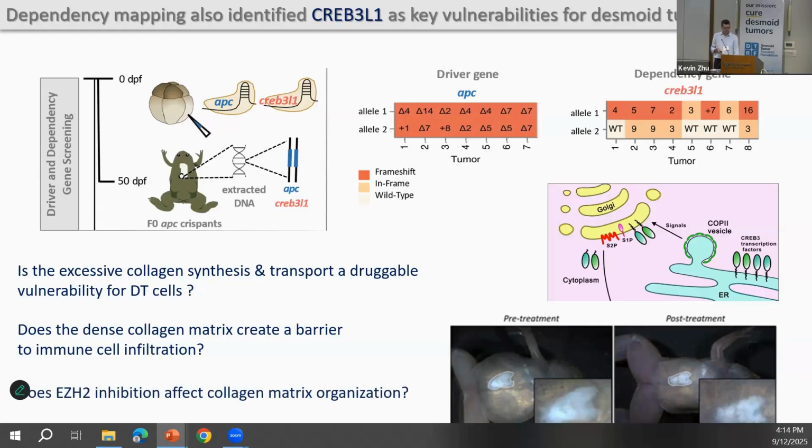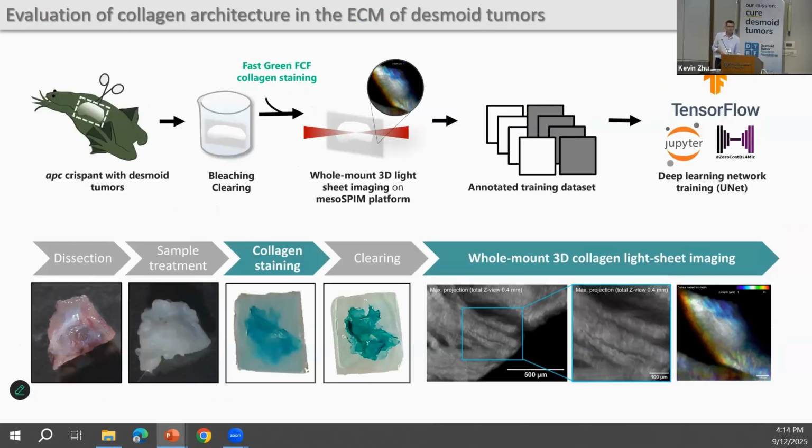Does the EZH2 inhibition actually have an effect on the collagen matrix? Now, in order to do this analysis, we want to look at the tumor on its own. So the frogs are small, they are like this, right? So the froglets that have developed these desmoid tumors are even smaller. So this allows us to analyze the complete tumor.